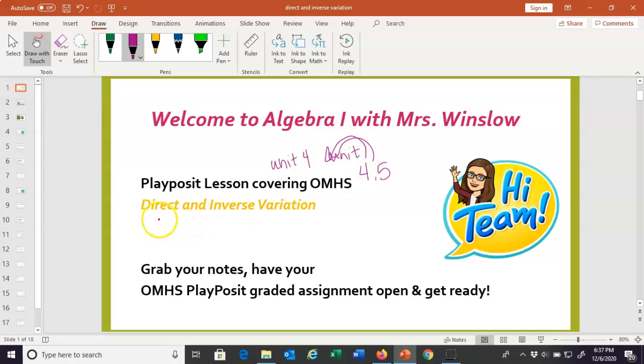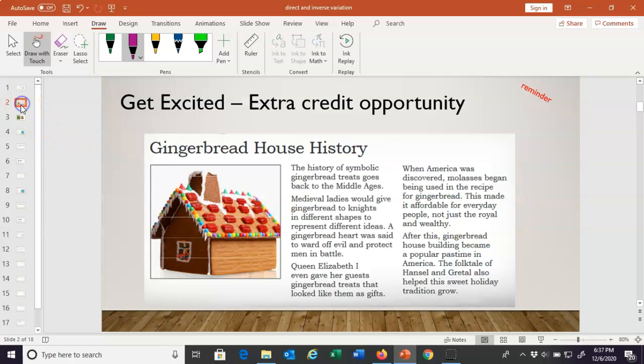So it's direct and inverse variation. It's really short, just two different topics that we're going to need to cover for this year. So go ahead and grab your notes, have your play pause it graded assignment, and let's get going.